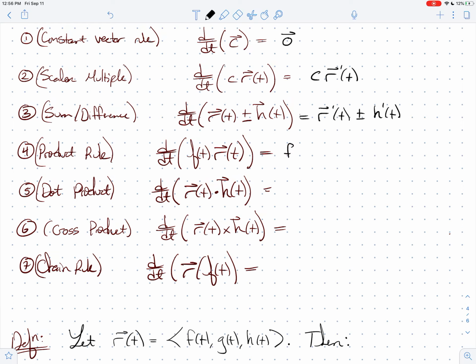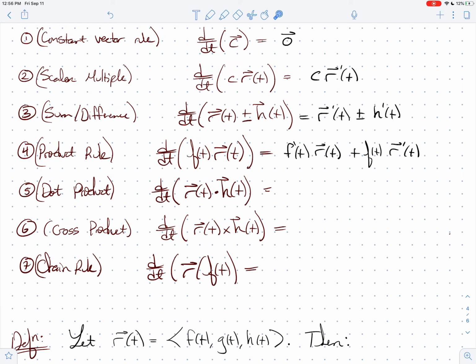This becomes f prime of t times r of t, and then you're going to get plus f of t r prime of t. And I just want you to realize that you can certainly multiply r by f prime, and then you can compute f prime and then multiply that by f, and you get another vector function in the end when you put it all together. Okay, what about the dot product?